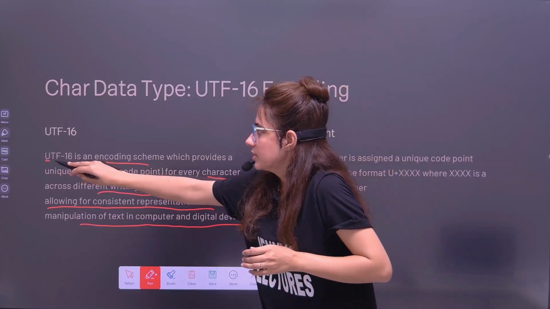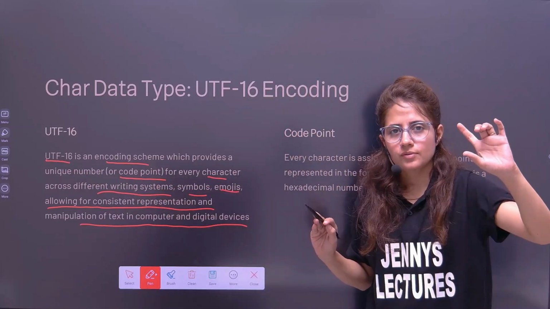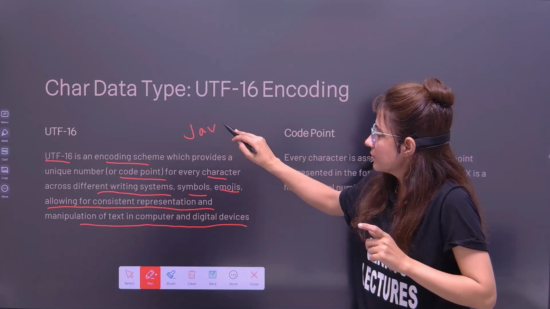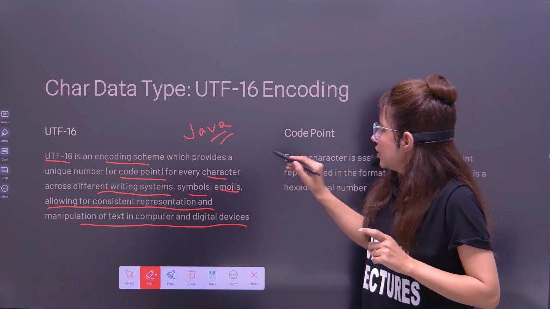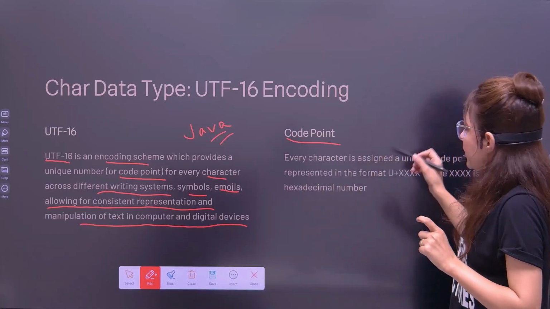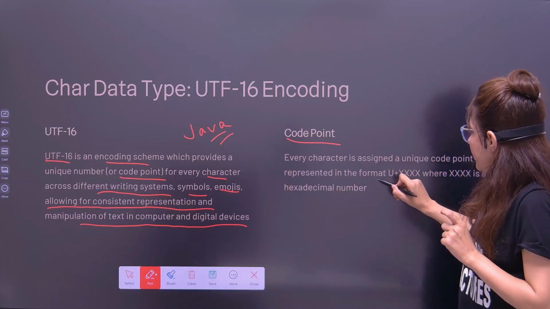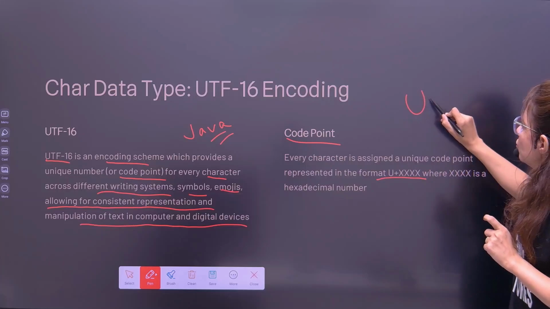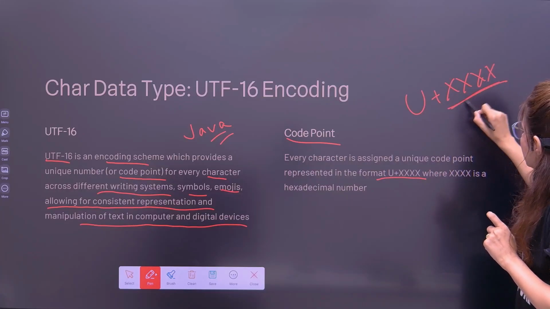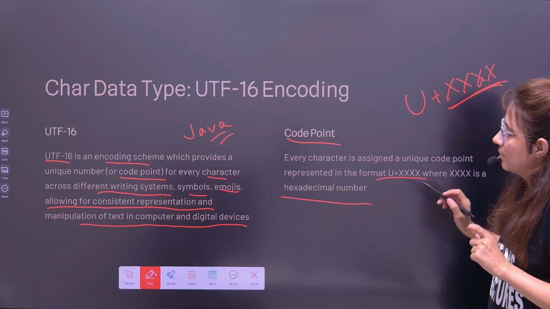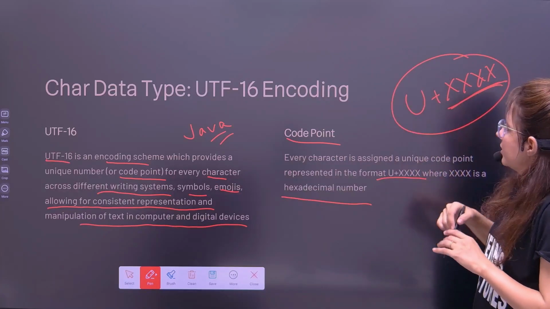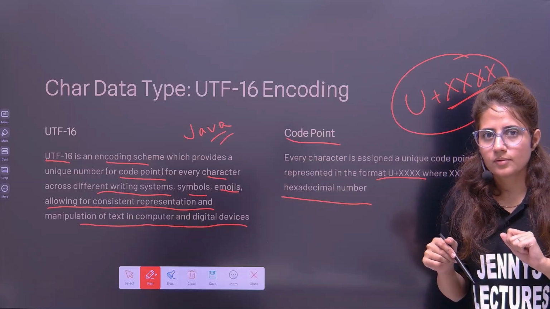So they provided an encoding scheme. This is just an encoding scheme. UTF-8 is also there, UTF-32 is also there. Java, the Java language, uses this scheme. Now, what is this code point? Every character is given a unique code, and the format is U plus XXXX. This XXXX is a hexadecimal number. For every character, this code is provided. This is a code point, right?